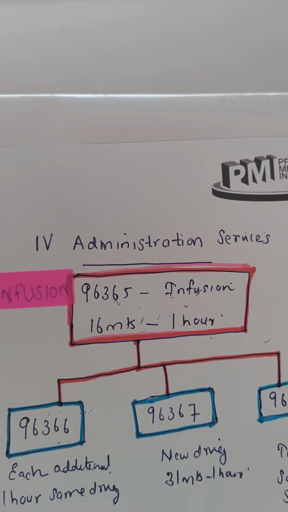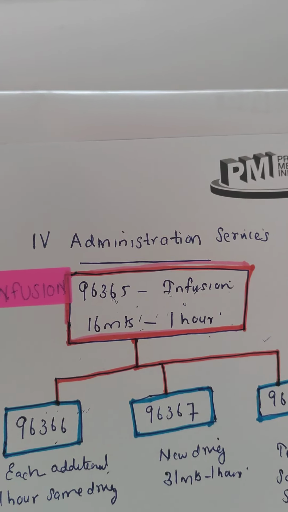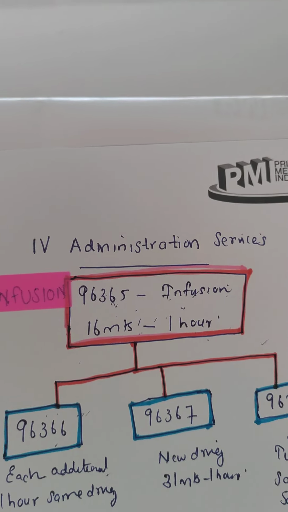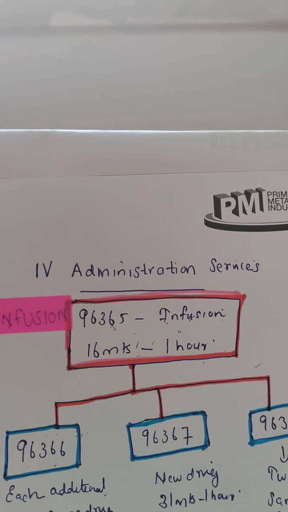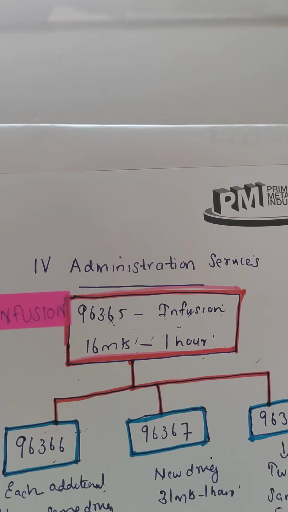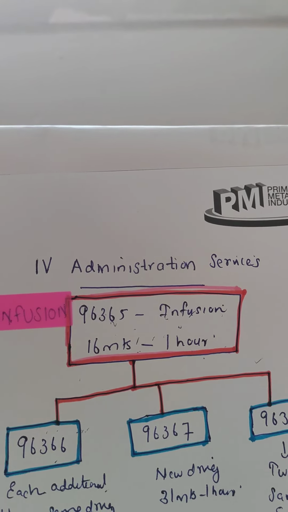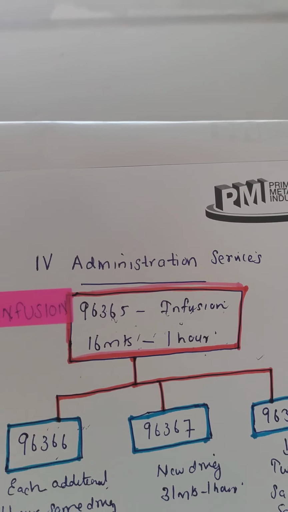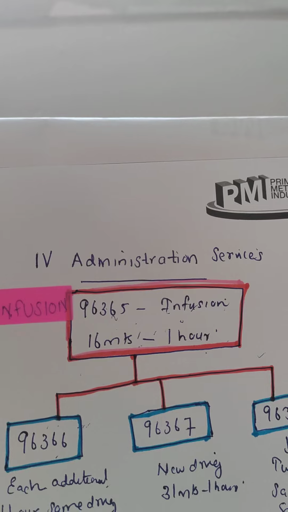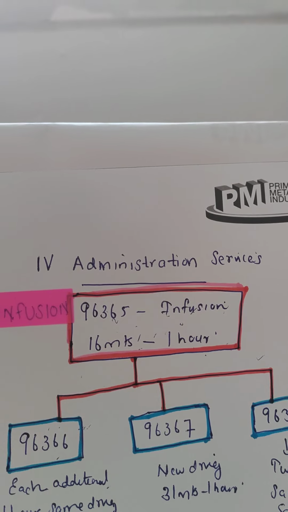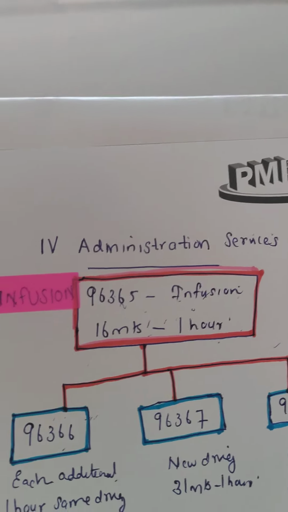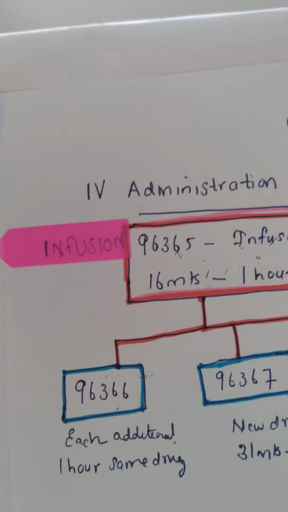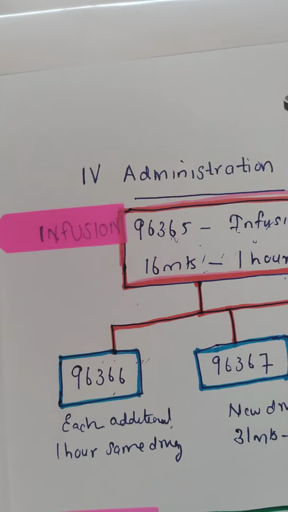That is, if any drug is administered for a time of 60 minutes to 1 hour, we should use the code 96365. For example, the doctor or nurse injected parafusive through IV administration for 45 minutes. We should use the code 96365. Okay, and then we are going to discuss the additional codes, add-on codes.